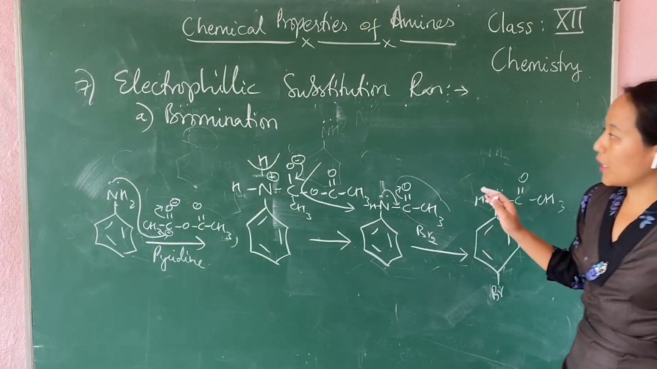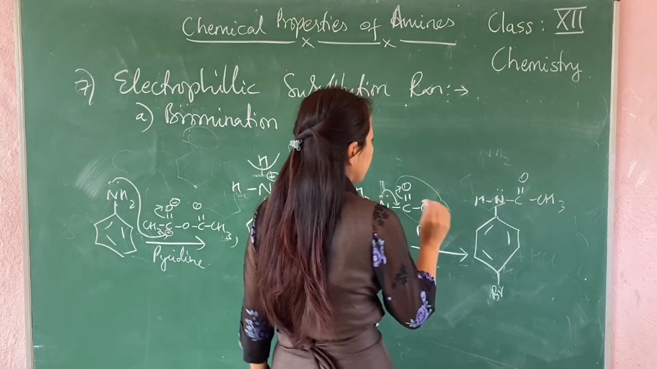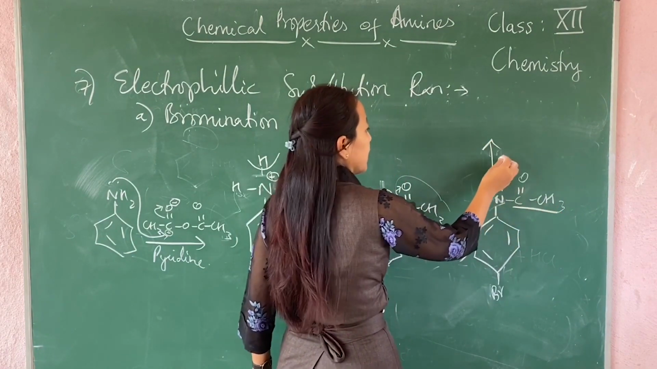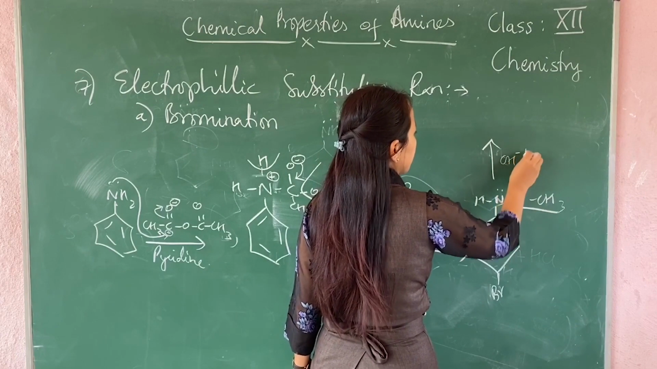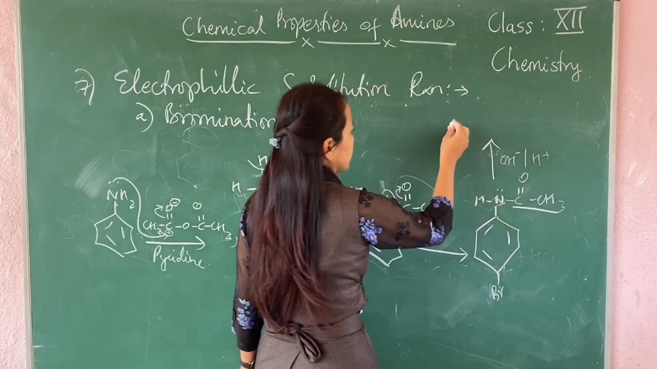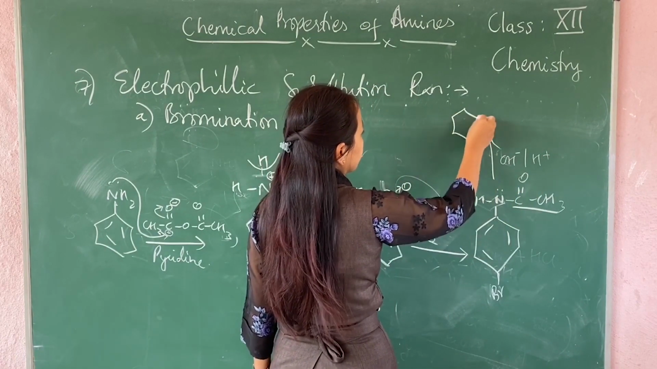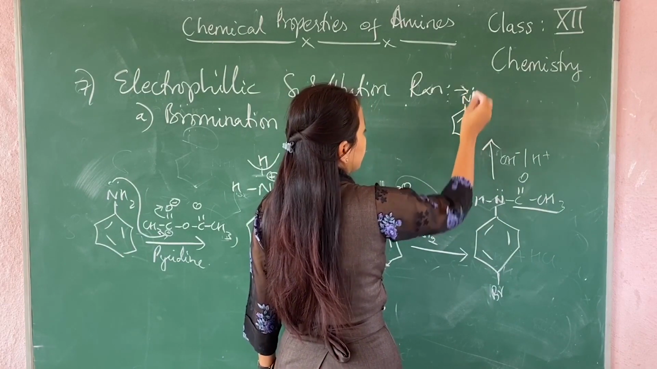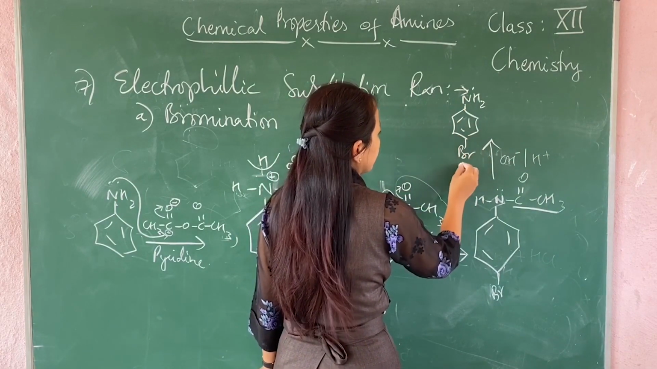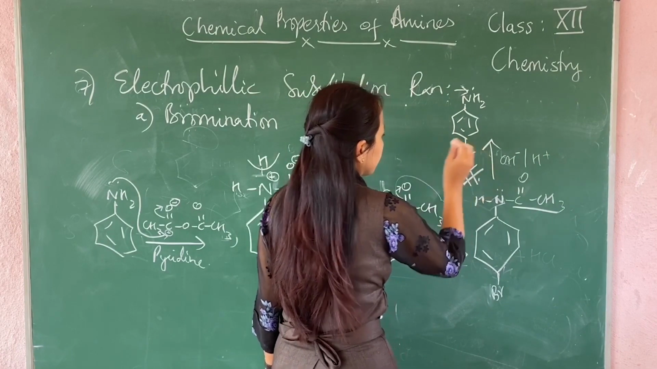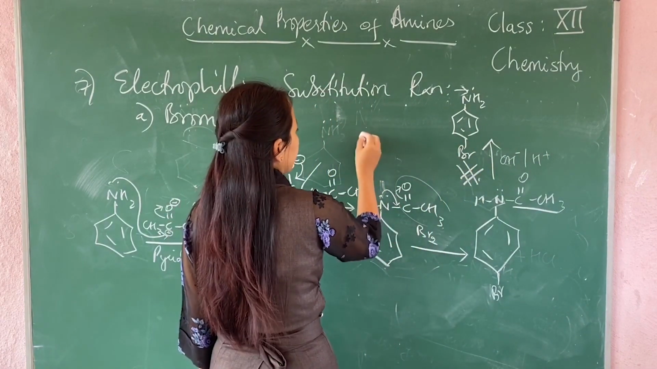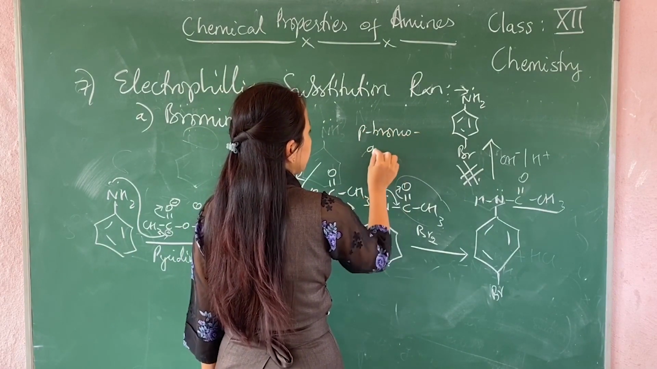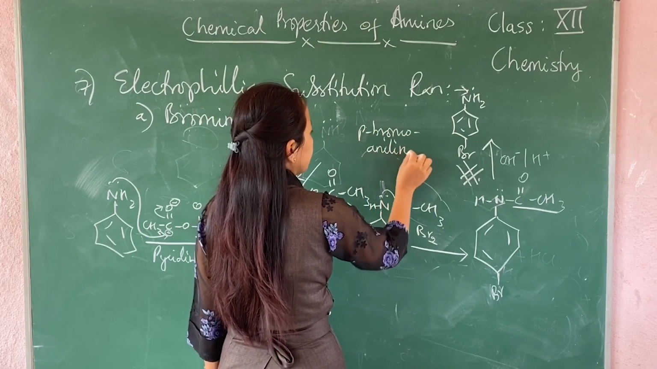So now you want to have your product without this group. For that you are going to treat it with a base or H plus, and you will get your NH2 with a lone pair of electrons and then your bromine atom. So you have got para-bromoaniline as the main product.